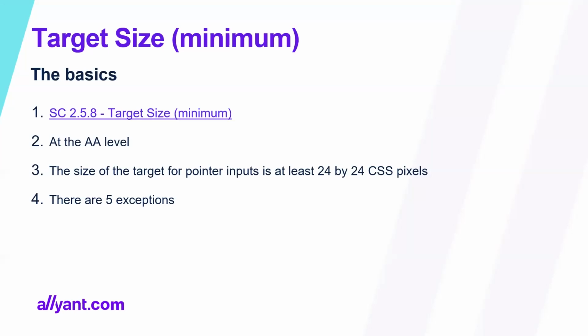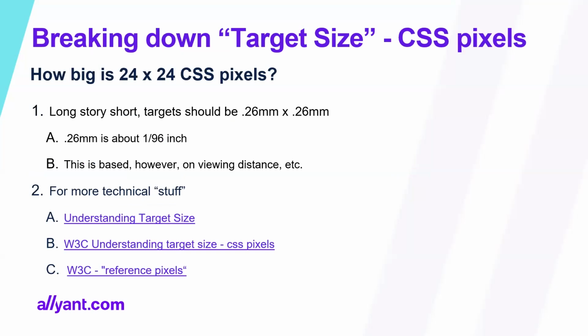I mentioned earlier that this is probably the most technical of the requirements. So we'll spend a little time talking about what really is 24 by 24 CSS pixels. But also important to note about this requirement, there are 5 exceptions that we will also discuss. So let's get into pixel size, right? What is 24 by 24 CSS pixels, right?